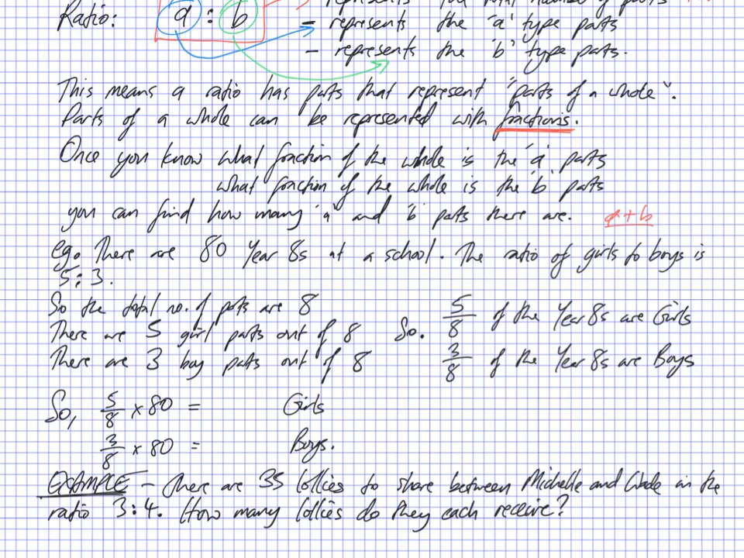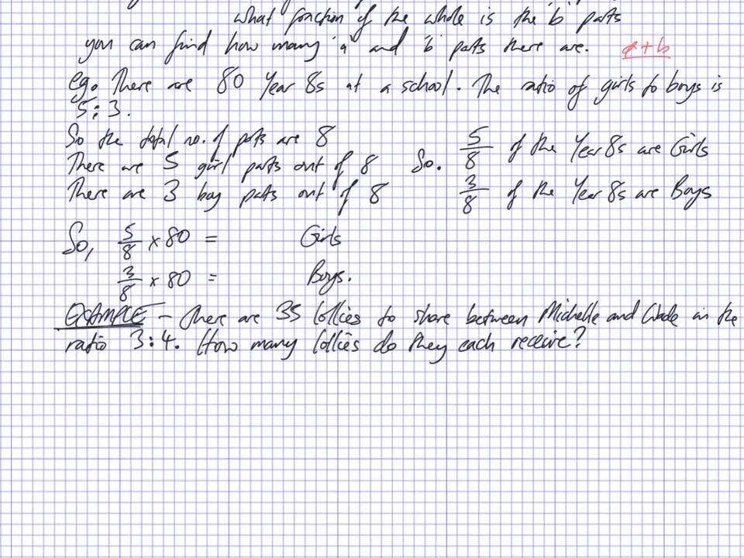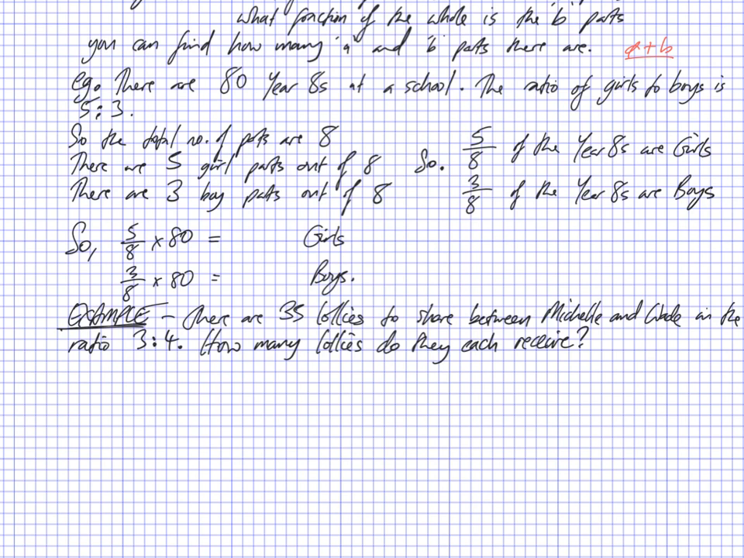So let's do an example here. For example, there are 80 year 8s at a school. The ratio of girls to boys is 5 to 3. So what's the total number of parts? Well, the A side is 5, B side is 3, so A plus B is going to be 8. So there are 8 total parts.